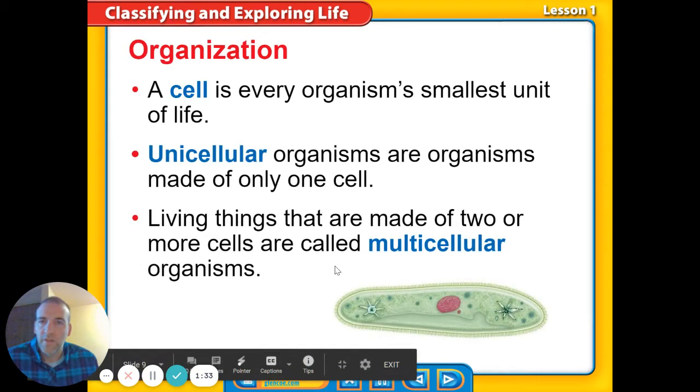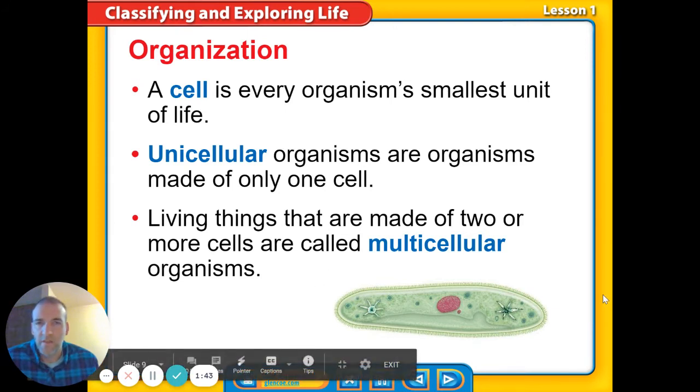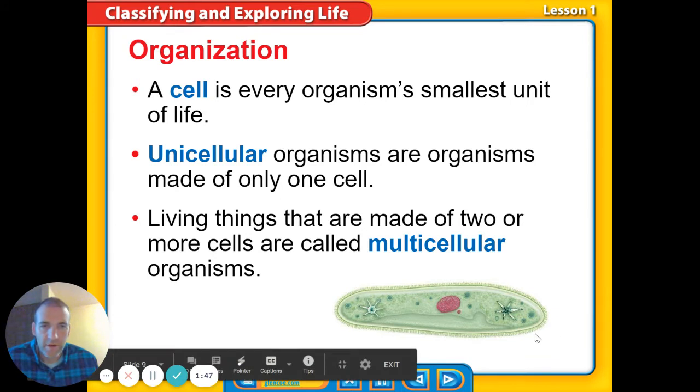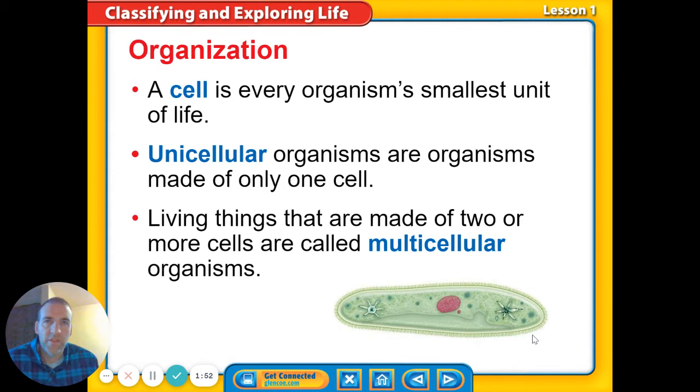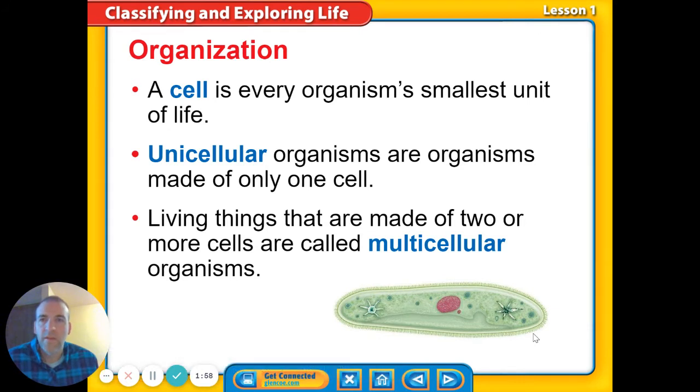So first, all living things are organized. They are all made of cells. A cell is the smallest part of any living thing, so the smallest unit of life. If something is just one cell, they're called unicellular. So for example, this critter down here by the cursor, that is a paramecium. That's a type of protist that has only one cell. Bacteria are another example of unicellular organisms.